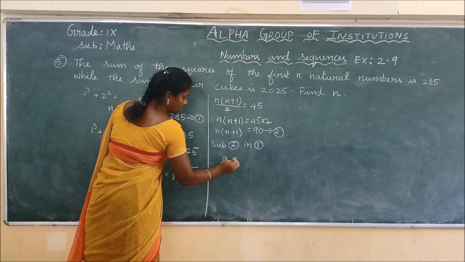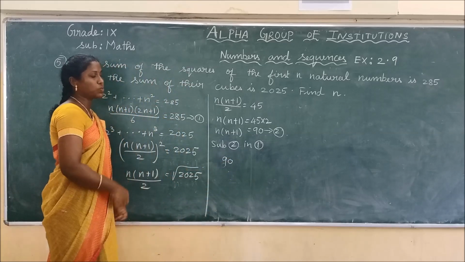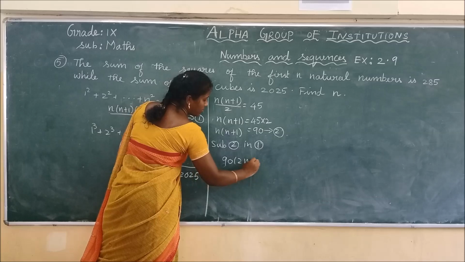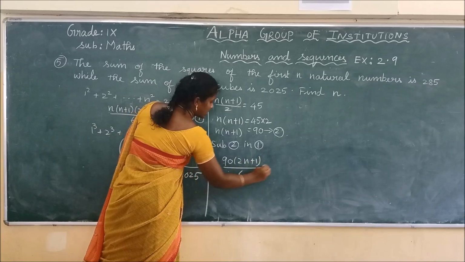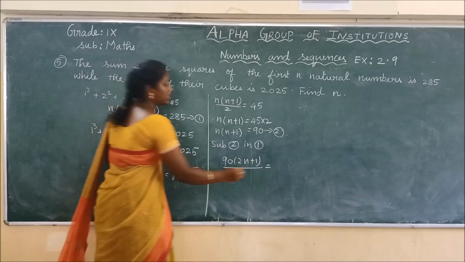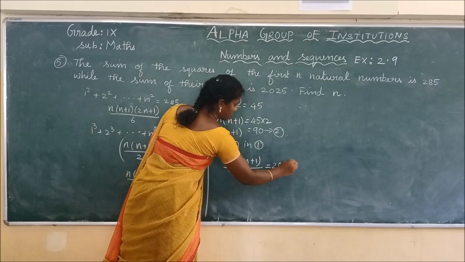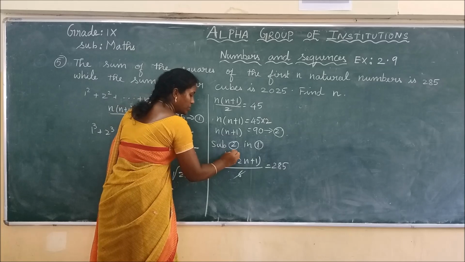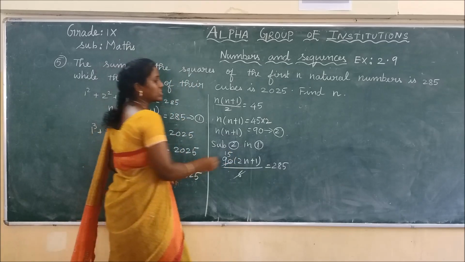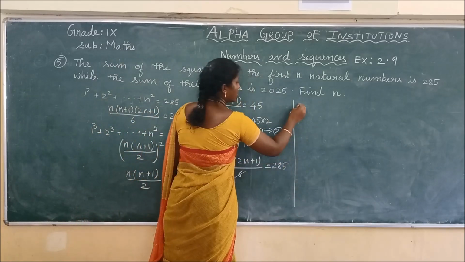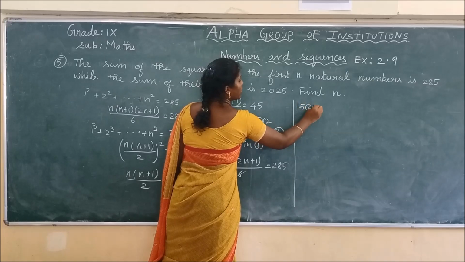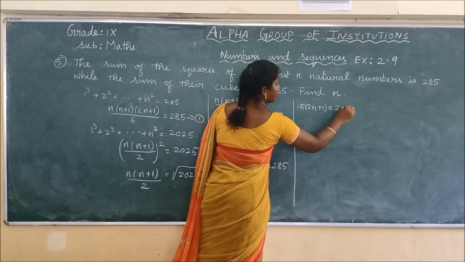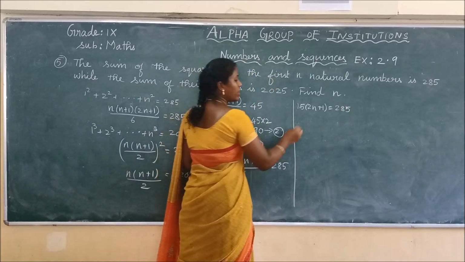So substitute equation 2 in 1. That means the first two values, n into (n plus 1), can be replaced by the value 90 into (2n plus 1) by 6 is equal to 285. If I simplify 90 by 6, the value is 15. 15 into 6 is 90, isn't it? So 15 into (2n plus 1) is equal to 285. Now I want the value of n alone.